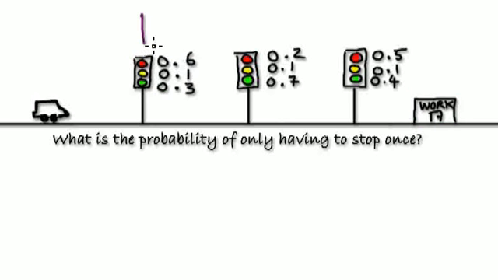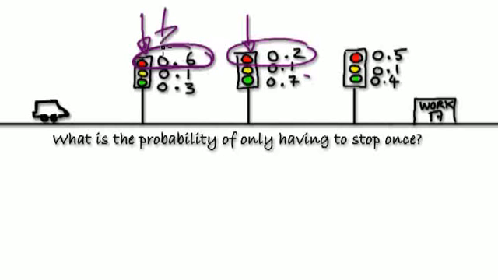Okay. This road here is a lot busier than this road here. So it's most likely to be red by the time I get here. Whereas over here, it's only 0.2. So this road here is really busy, whereas this one here is more likely to just let me drive through.